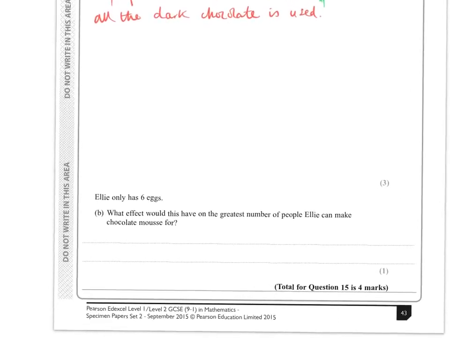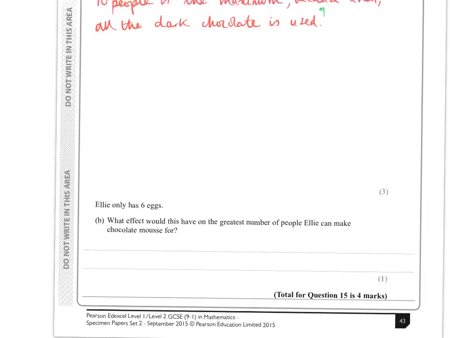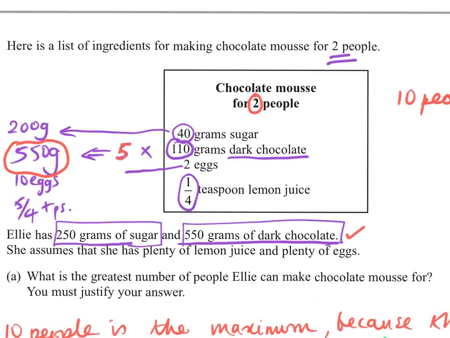It says here, Ellie only has 6 eggs. What effect would this have on the greatest number of people Ellie can make chocolate mousse for? Well, she had 2 eggs to begin with, and 2 eggs made enough for 2 people.